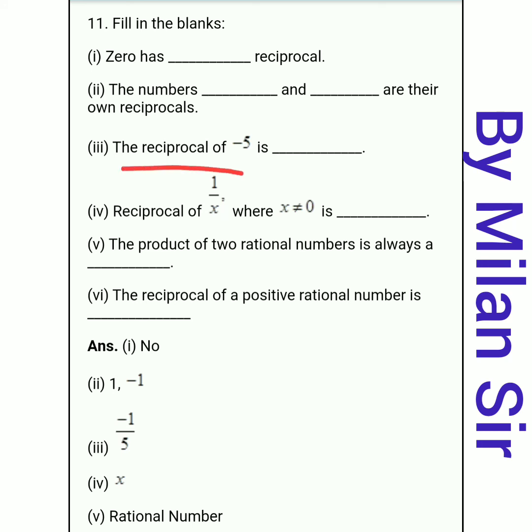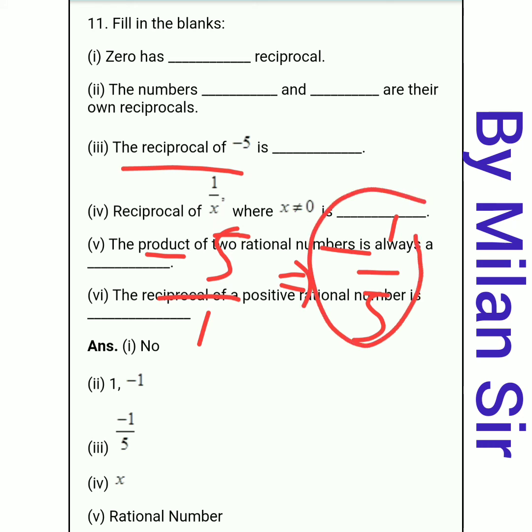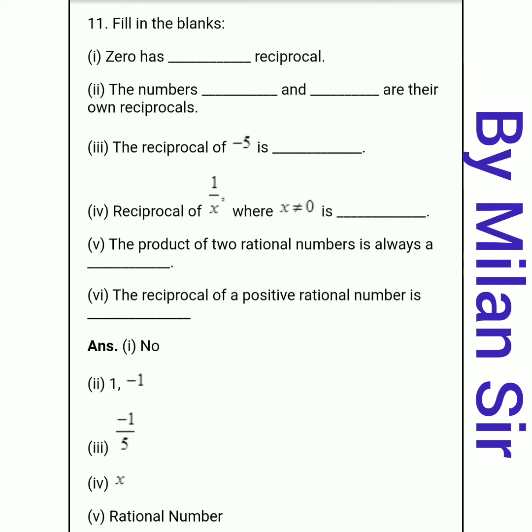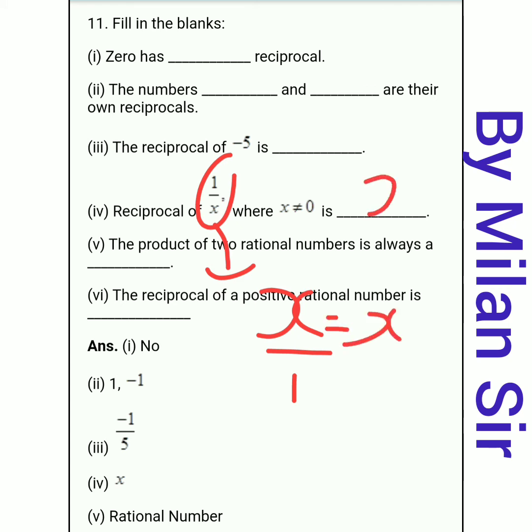Then 3, the reciprocal of minus 5 is, now nothing is present in the denominator, so we can write 1. Now change the numerator and denominator, so 1 by 5, minus sign as it is. So the reciprocal of minus 5 is minus 1 upon 5. Okay. Then the reciprocal of 1 by x, we need to change the numerator and denominator, so x by 1. Now divide by 1, so we get the same answer, that means x. The reciprocal of 1 by x is x. Okay.